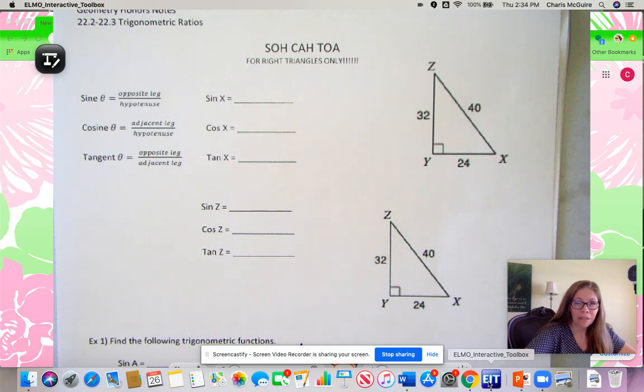This is pretty exciting because this is more of what's important for your pre-calculus. Hopefully you have this worksheet right in front of you, so let's dig in and get this party started.